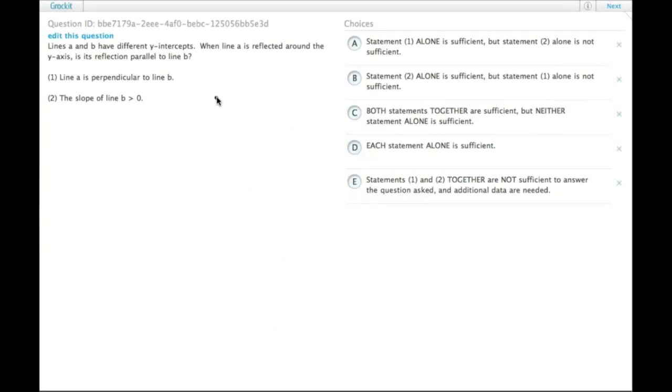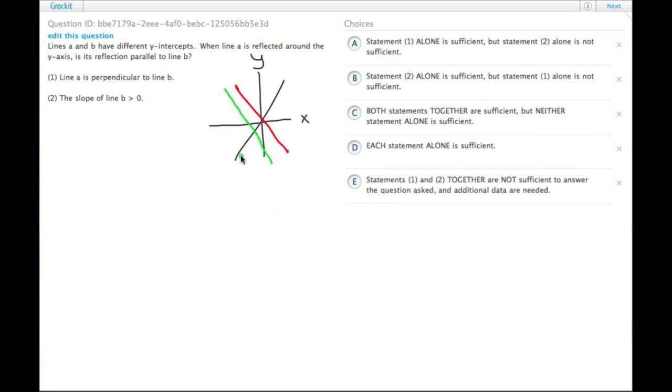So lines A and B have different y-intercepts. When line A is reflected around the y-axis, so remember this is the x-axis and this is the y-axis here, it goes from being, I don't know, we'll call it like this. When it's reflected around the y-axis, it becomes like this. Is its reflection parallel to line B, which we would just say is like that, and pretend like we don't know whether it's parallel or not, because we don't.